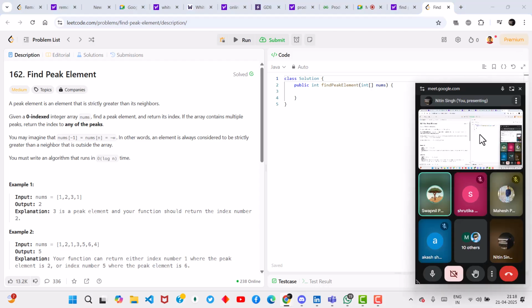Neighbor means left and right, both neighbors. Okay, fine. So the second question, Swapnil, why are we using binary search in this question? Why does this come under binary search?